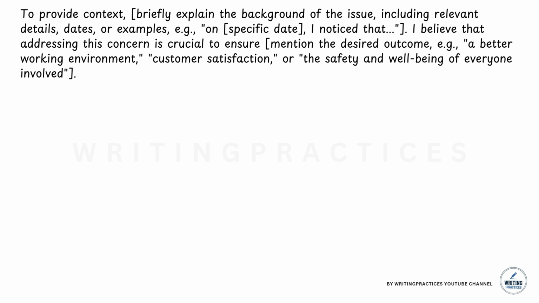Second body paragraph, importance of addressing the concern. Next, emphasize why addressing the issue is important. Discuss the potential benefits of resolving the matter or the risks of ignoring it. For example, I believe that addressing this concern is crucial to ensure. Mention the desired outcome, such as a better working environment, customer satisfaction, or the safety and well-being of everyone involved. This paragraph reinforces the significance of your concern and highlights its broader implications. Use a positive tone to frame the resolution as mutually beneficial.